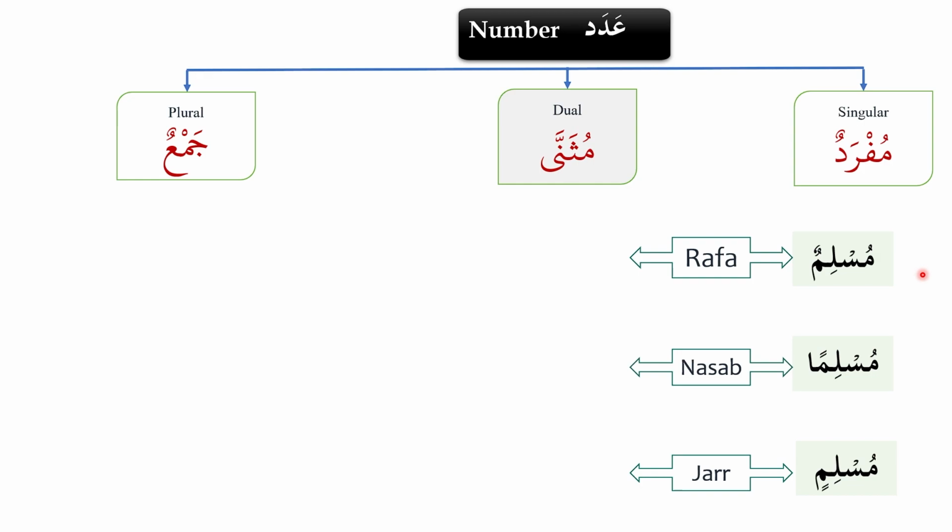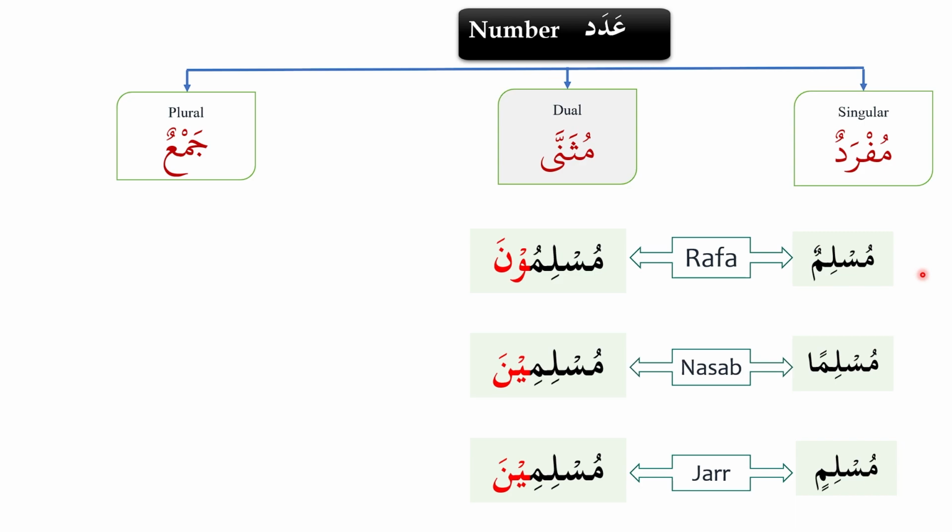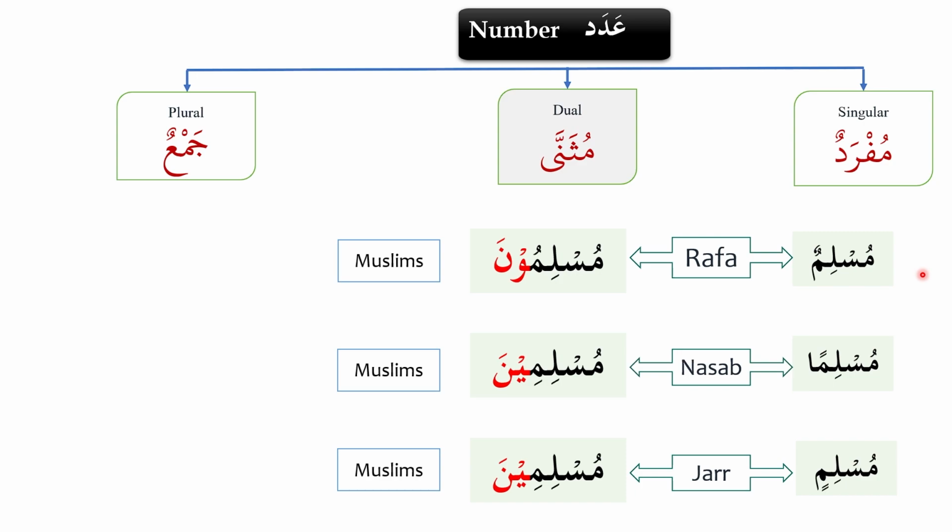For the sound masculine plural, we only have 2 endings. We have muslimuna for rafa, muslimina for nasab, and muslimina for jar. So the nasab and the jar ending is exactly the same. Therefore, all 3 will be translated in English as Muslims. Sound masculine plural. And the 2 endings you need to remember are una and ina. Una, ina. And your example word is muslimuna, muslimina.